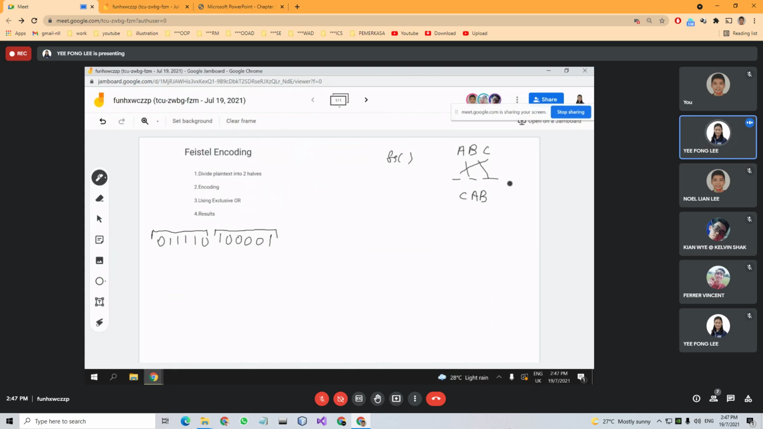Another example, let's say we have a plain text 101. After transposition it will become 110. All right, so this one you understand, right? Let me clean up the function on the right hand side. So next one I want to explain.